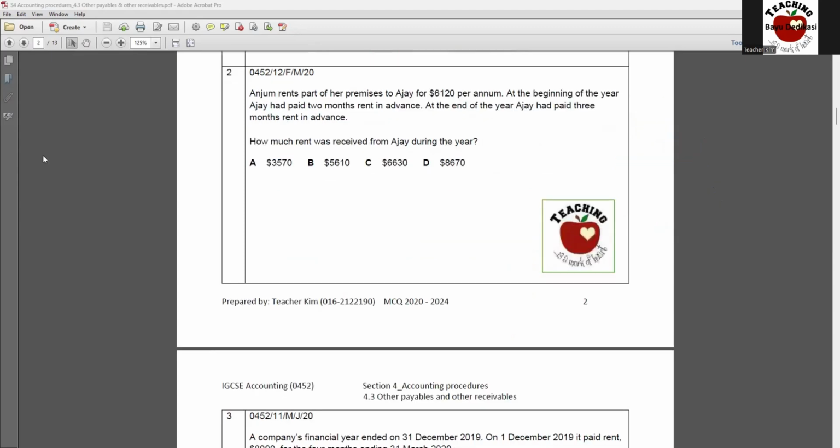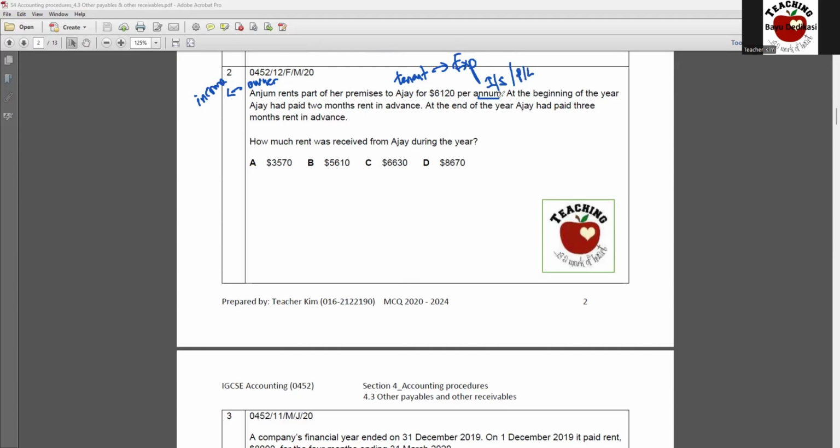Question 2. Arjun rents part of the premises to AJ. So this is the owner. This is the tenant. Okay, to Arjun, this is the income. To the tenant, this is expenses. For 6,120 per annum. Per annum means the whole year. So the amount will be for the income statement or the profit or loss.